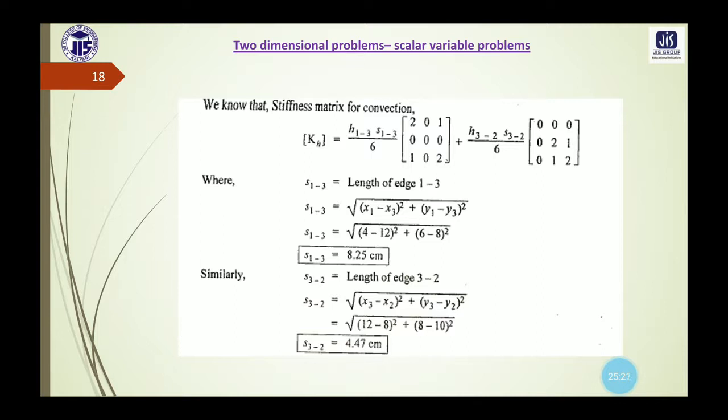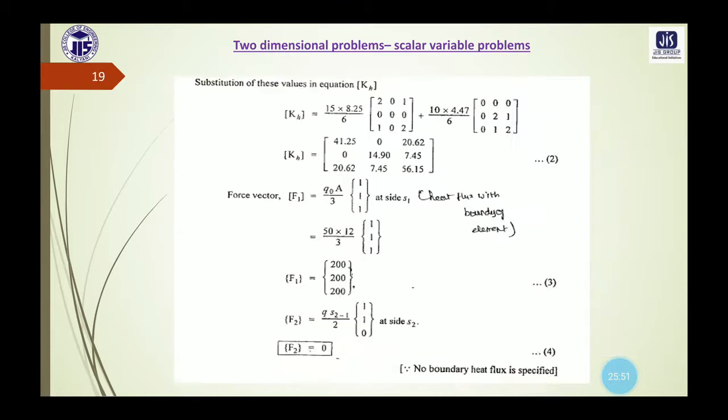Now we need to find the value of S13 and S32. So these are actually the length of the side 13 and length of the side 32 respectively. So S13, its formula can be written as root of x1 minus x3 whole square plus y1 minus y3 whole square. So if you put the value of the coordinates, then we will be able to calculate S13 as 8.25 centimeter. Now in this similar manner, we can calculate the value of S32, which is 4.47 centimeter.